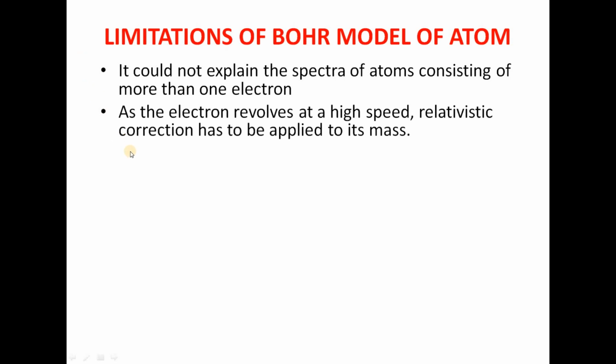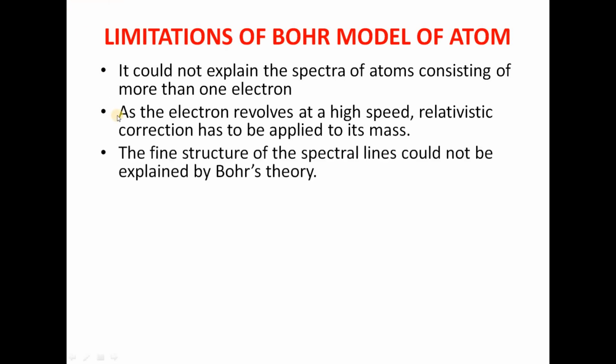The second limitation is, as the electron revolves at a high speed, relativistic correction has to be applied to its mass. The meaning is, the mass of a particle depends on its speed. But as we have seen in Bohr's model of an atom, the mass of the electron is taken as constant. So this point is not explained by Bohr's model of an atom.